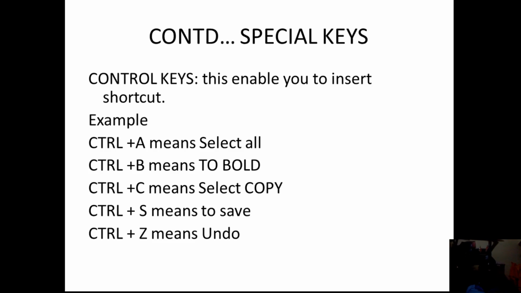So next, in continuation of the special keys, we have the control keys. The control keys enable you to insert shortcuts. For example, Control A simply means select all. Control B means bold. Control C means copy a particular text or a picture. Control S helps you to save. Control Z enables you to undo. Now there are a lot of control function keys that are available on your keyboard. That will be your assignment, to find out the other keys.